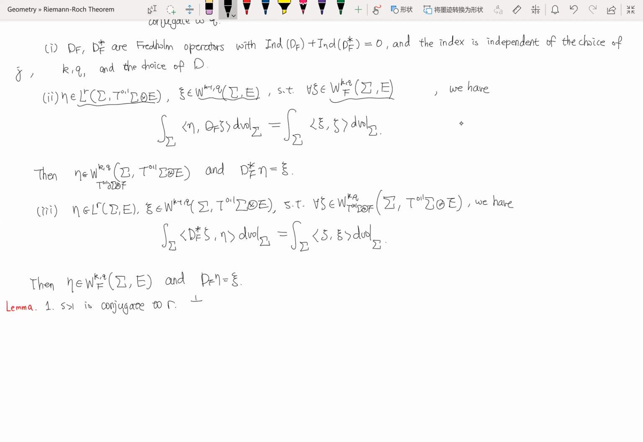This means that 1 over S plus 1 over R is 1. Then we have the embedding WK minus 1Q can embed into LS, and hence we have LR can be embedded into WK minus 1, the dual of WK minus 1Q.